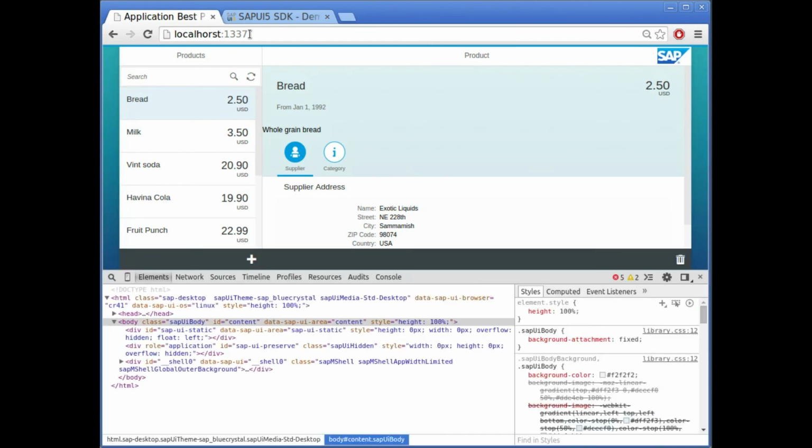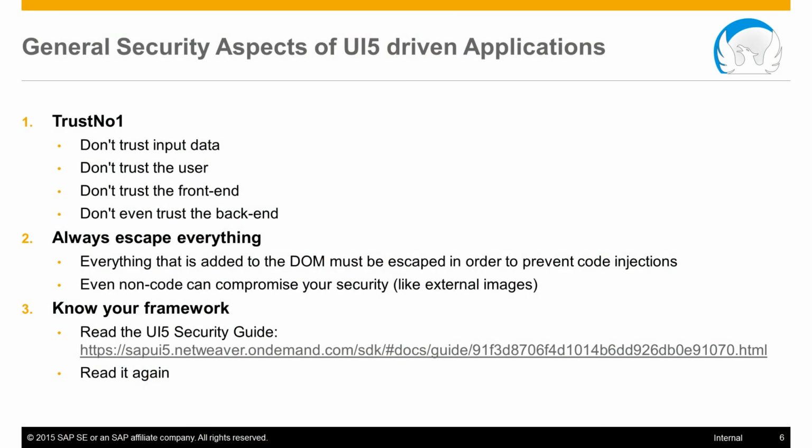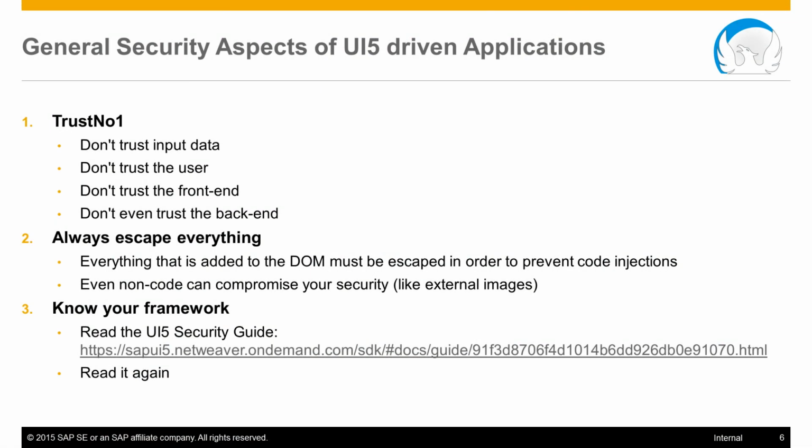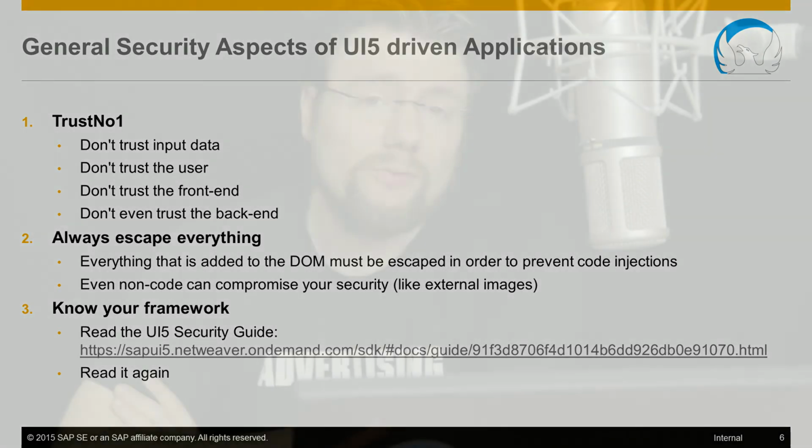Then I can just send anything to the server, and if it's not validated there, then I can attack it. And last but not least, as we saw, even do not trust the backend. We had this example with the code that was saved on the backend and then injected into our application with the HTML control. So basically, trust no one if you don't have to. Almost every attack on browsers comes from a string containing some kind of code. So the general rule here is escape everything. Even non-code can be problematic for your application.